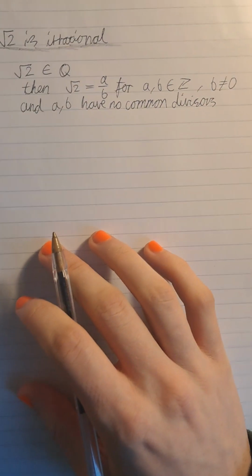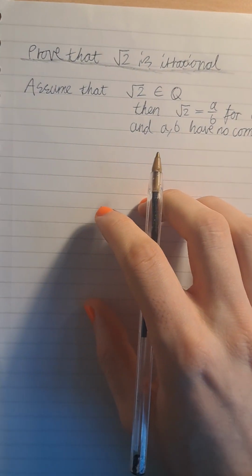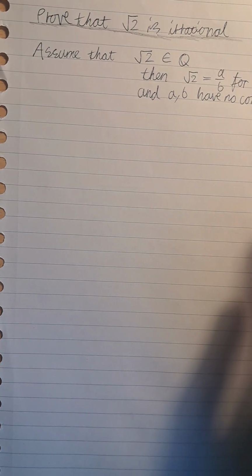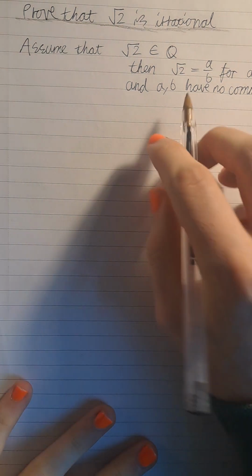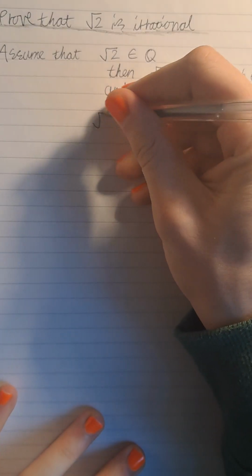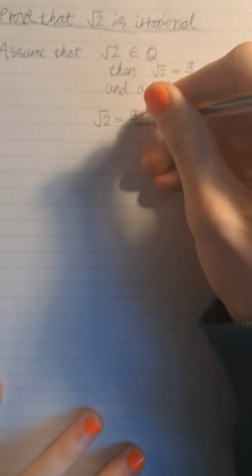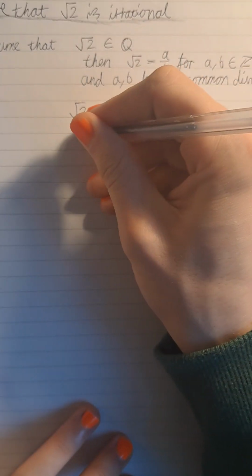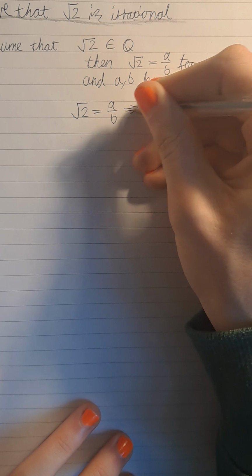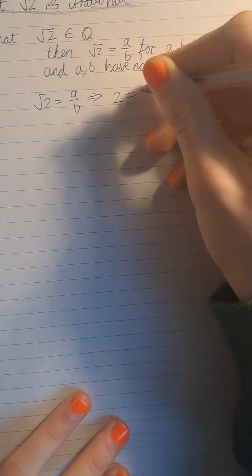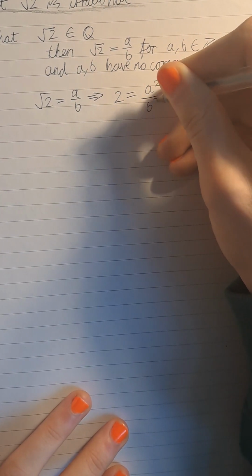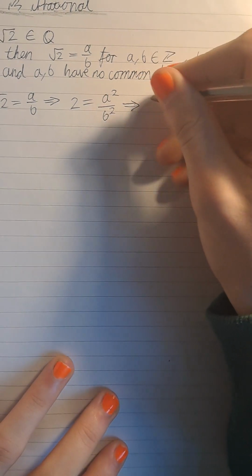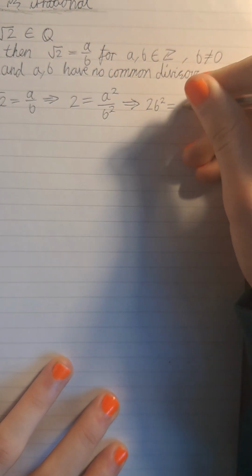So nice, right? To prove that root 2 is irrational, we're going to have to first prove that this statement here is incorrect. So the way we're going to do that is we're going to use this statement. We have root 2 is equal to a over b, and then we're going to square both sides of this. So we're going to have 2 is equal to a squared over b squared. Then we're going to multiply both sides by b squared, which means we're going to have 2b squared is equal to a squared.